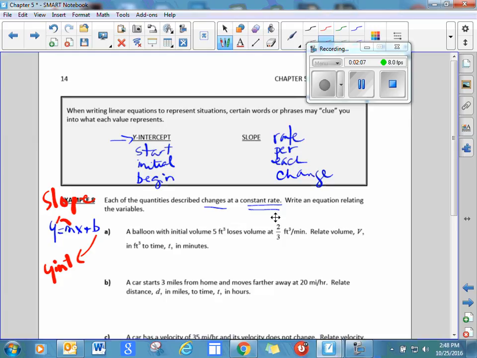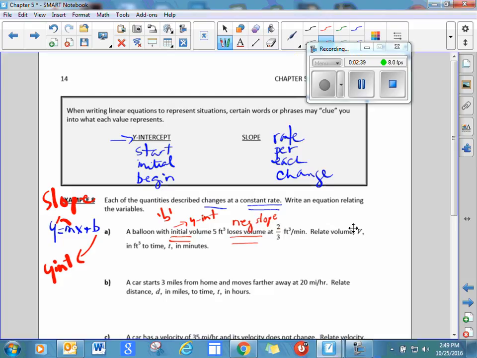So if you look at this one, a balloon with an initial volume, so there's my word right there that indicates the y-intercept, or the b. Initial volume of 5 feet. That's where we're starting. He loses volume, so that is a negative slope. And here is the rate, 2/3 a foot, cubic foot per minute. So the rise and the run is 2/3, and it's negative.